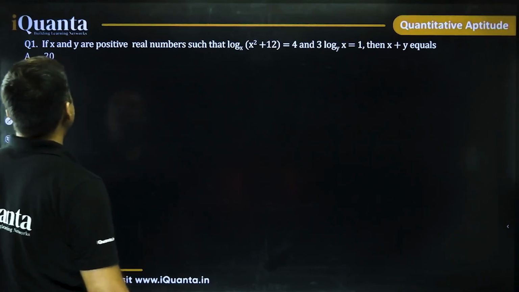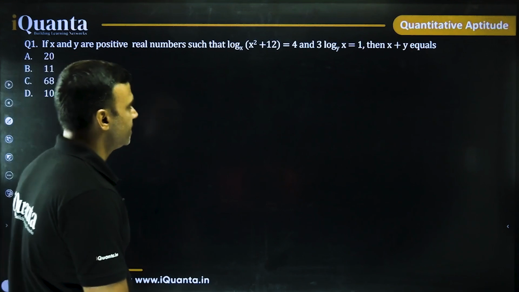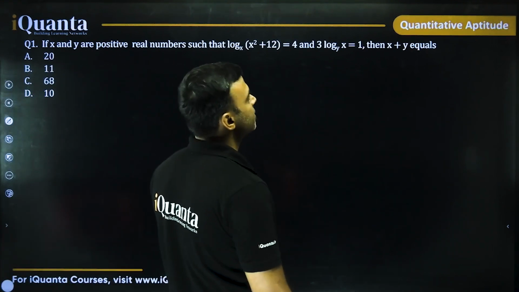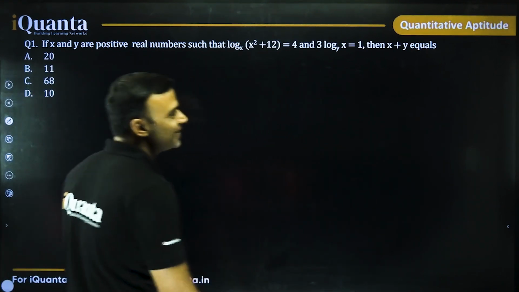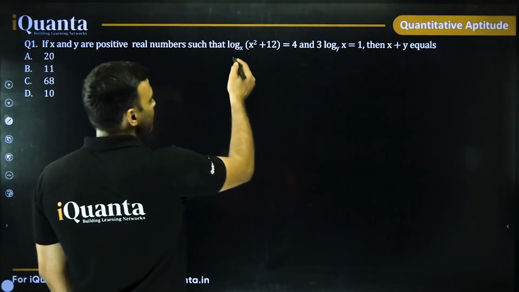Now this question says, if x and y are positive real numbers such that log of x square plus 12 to the base x is equal to 4 and 3 log x to the base y is equal to 1, then x plus y equals? Such log questions are always so beautiful. We have to remove the log. If you remove the log from here, what will it become?